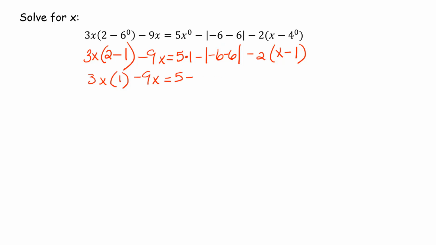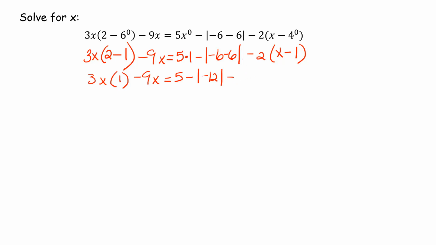Minus, now I have negative 6 minus 6 inside the absolute value sign. Negative 6 minus 6 is negative 12. I have not gotten rid of the absolute value sign. I've just added the things inside. So negative 6 minus 6 is negative 12.